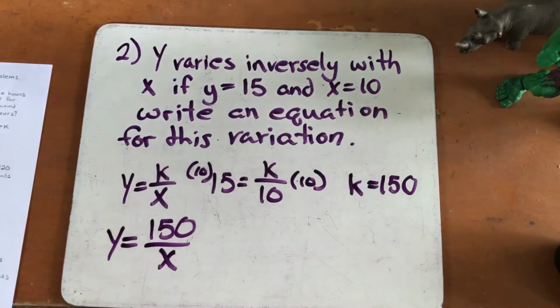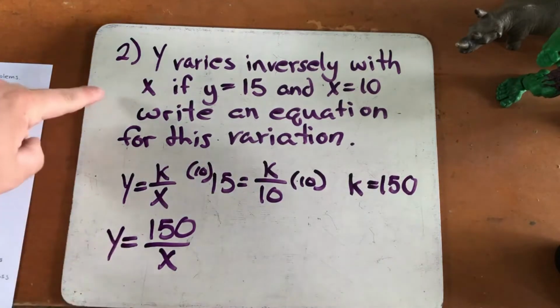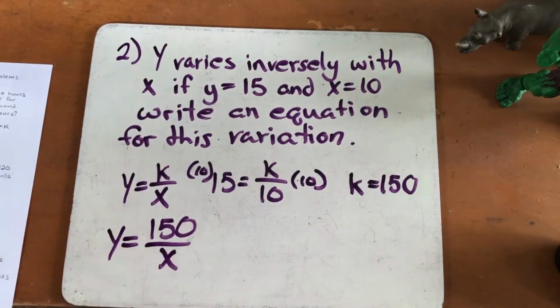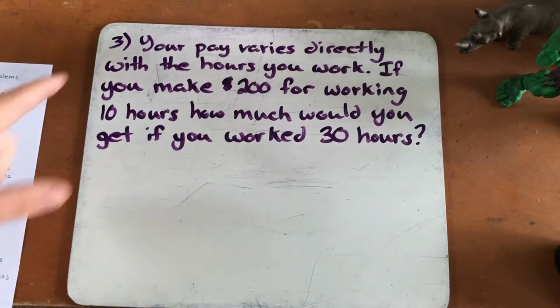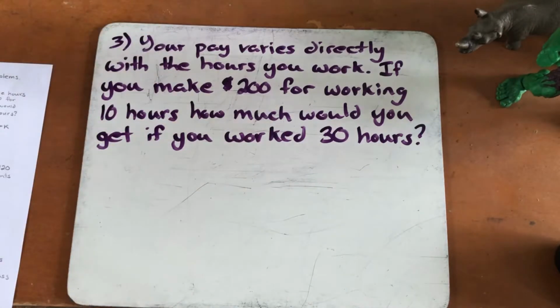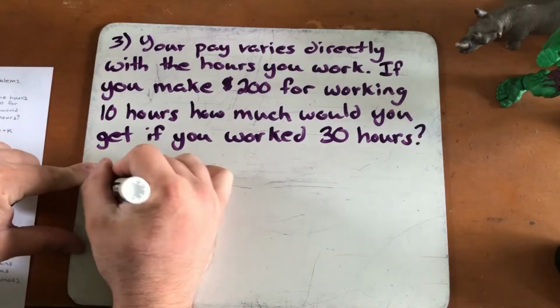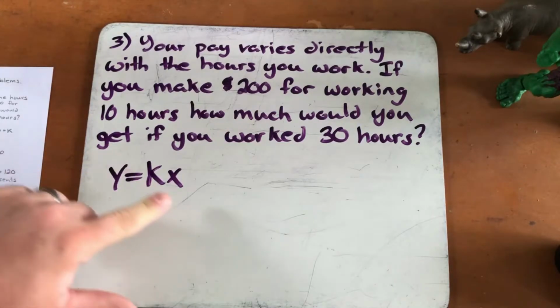Now the purpose of doing this is because once I know what the equation is for the variation, I can take any x value, plug it in, and see what my output is. Here is my first word problem. I have to identify what my y is and what my x is. We're told that your pay varies directly with the hours you work. So varies directly, y equals kx. We need to determine what y is and what x is.